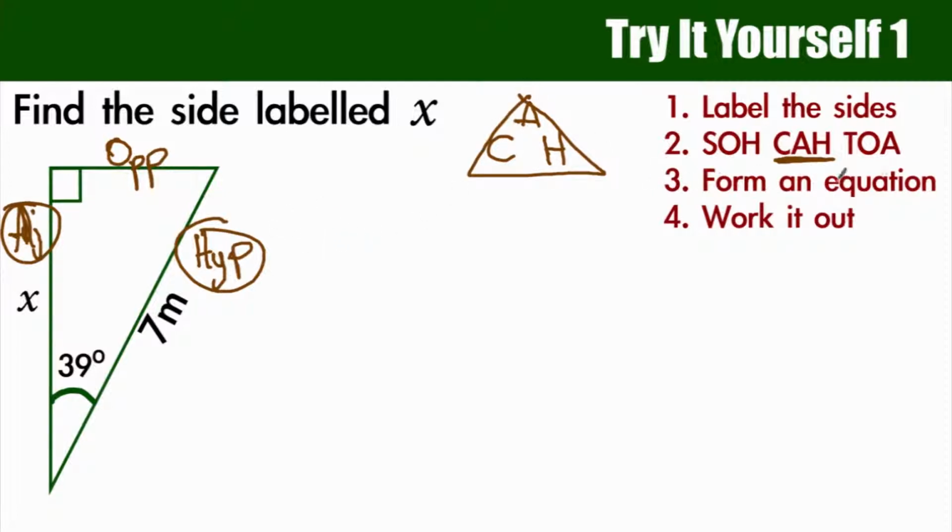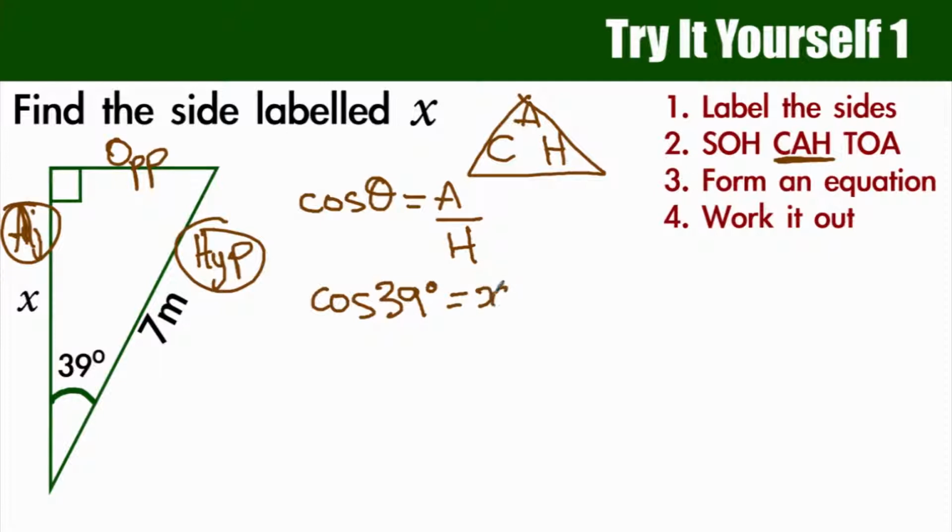So now it's time to form an equation. We'll be working with cosine, so we'll have cos theta equals adjacent over hypotenuse. Let's fill in the information. So we'll have cos, and the angle is 39 degrees, equals the adjacent, which is x, over the hypotenuse, which is 7. So here we have a form we don't really like, as we can't enter this into our calculators.